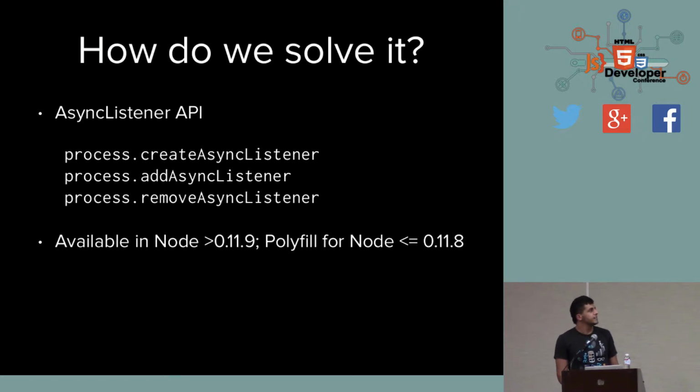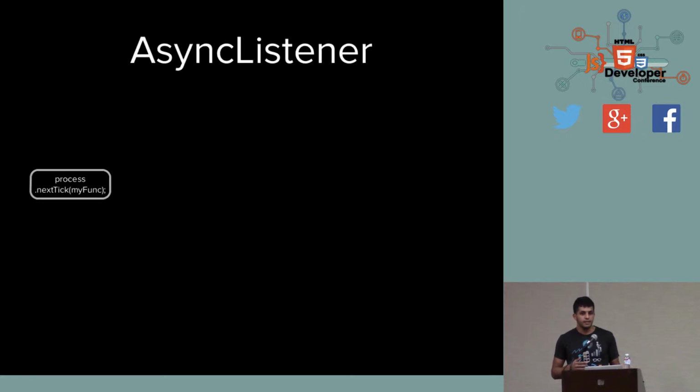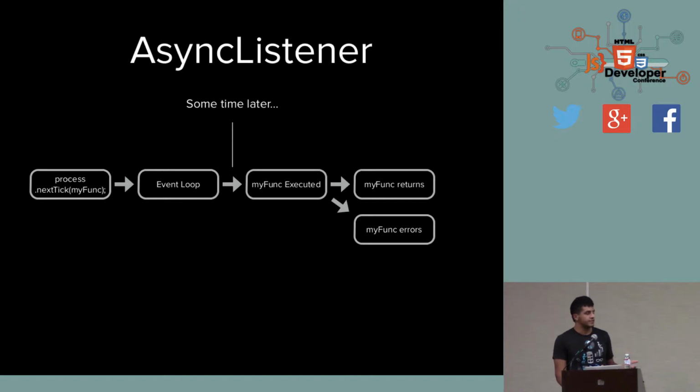So we're going to do that with the async listener API. The async listener API is actually really simple. You create listeners, you add them, and you remove them. So it's 3 different calls you can make, and it's available in Node 11. How many of you use Node 11? All right, good, because there's actually a polyfill that backports it to Node 8 and Node 10. Do any of you use New Relic? Yeah, so you already use it in production, because New Relic uses this under the hood. So it's battle tested, right?